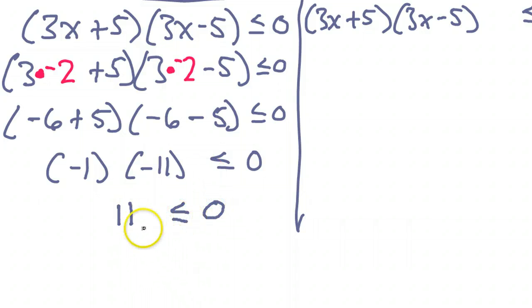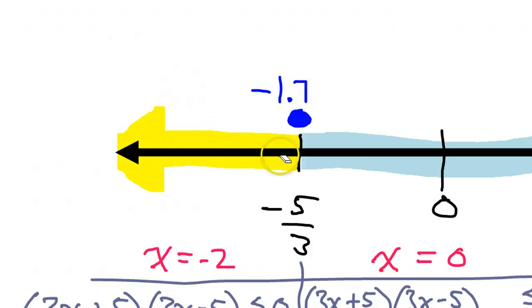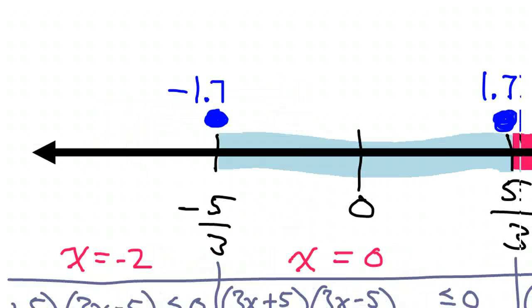And then you ask yourself, is this true? Is 11 less than or equal to 0? I don't think so. Okay, 11 is not less than or equal to 0. So we will say no, really loud. That means x equals negative 2 is not a solution to the inequality. That means that none of the values in the yellow zone will be solutions. And we will show that by leaving this zone empty. We just won't draw anything in as the solution.